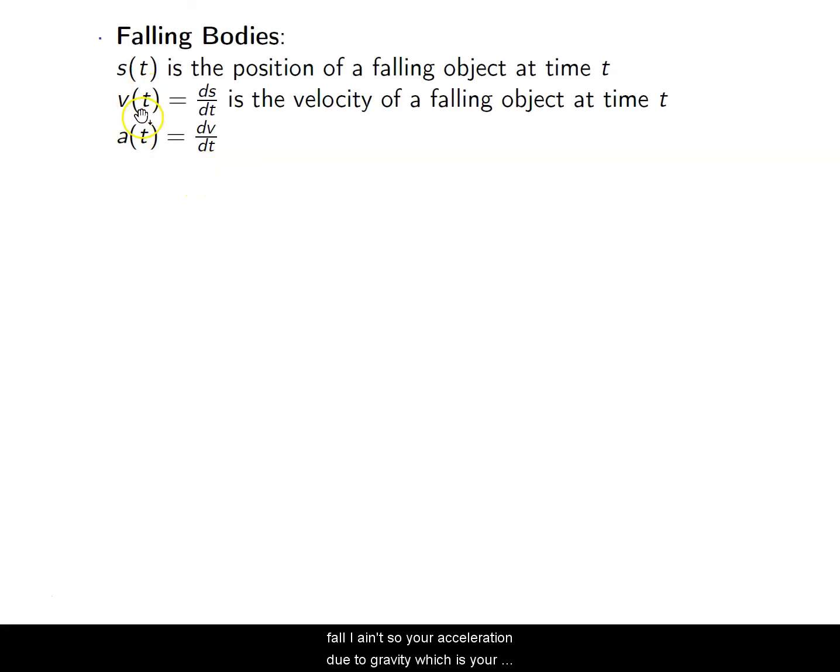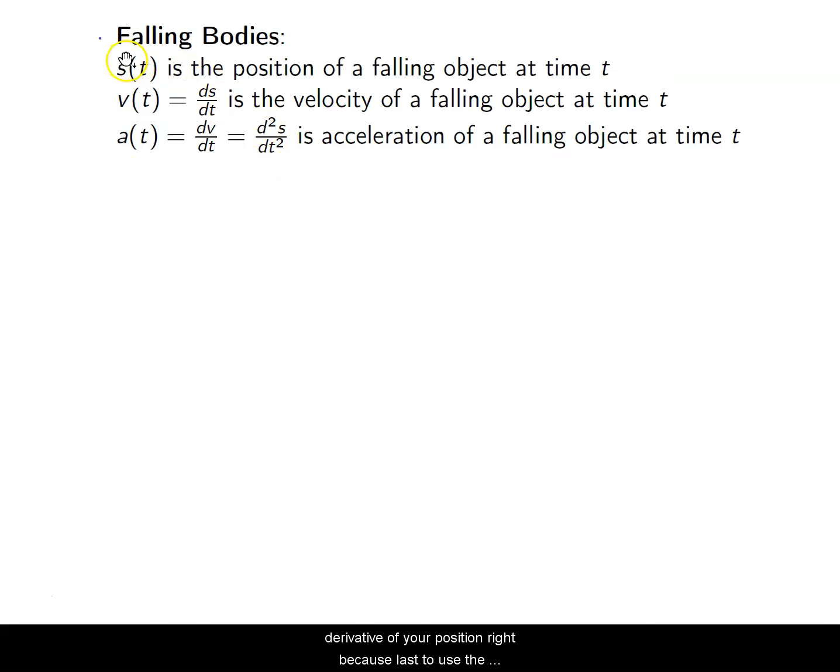So your acceleration due to gravity, which is your first derivative of velocity, which is your second derivative of your position, right? Because velocity is the first derivative of position, so acceleration is the first derivative of velocity, so the second derivative of position. You should be familiar with this. Force is equal to mass times acceleration. So we can make a substitution here. What is acceleration? It's the second derivative of your position, right?